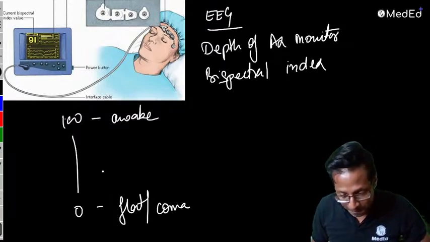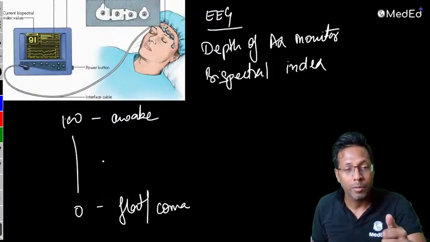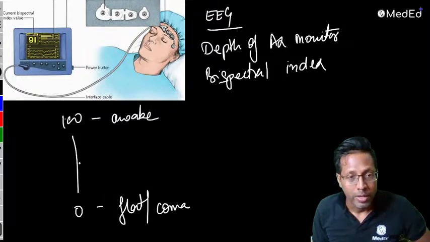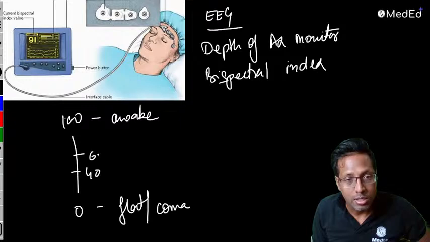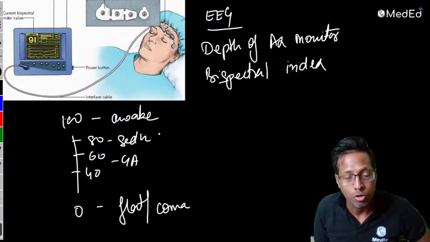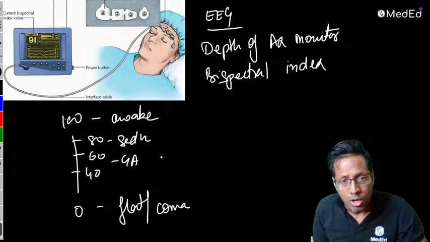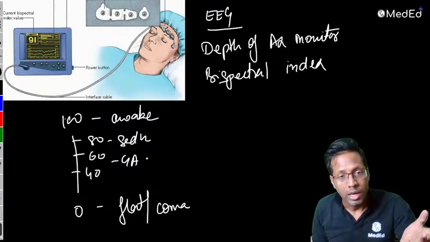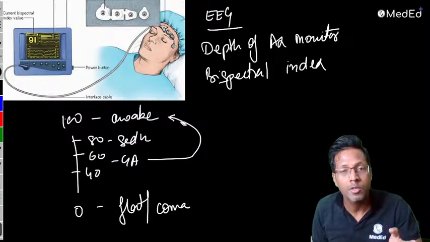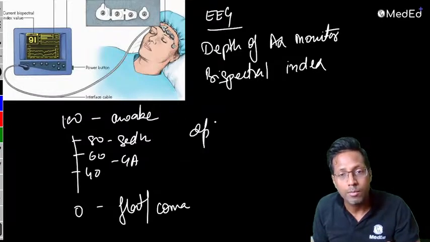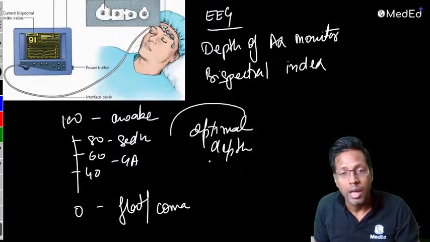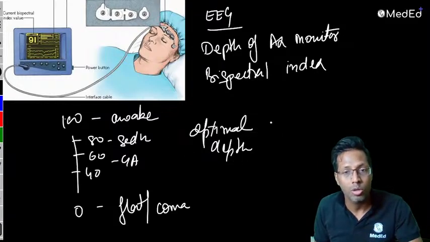Ritvik. Okay, so 100 is the patient being awake. 0 means flat line or coma. Now a value of 40 to 60 is set for general anesthesia and 60 to 80 is set for sedation. So basically what happens is when you give anesthesia, you want to have a patient value between 40 to 60, which means it is good GA. In GA, if you get a value of 100 it means the patient becomes awake. So this helps you to maintain the optimal depth of anesthesia, and therefore overdose and underdose both get prevented.